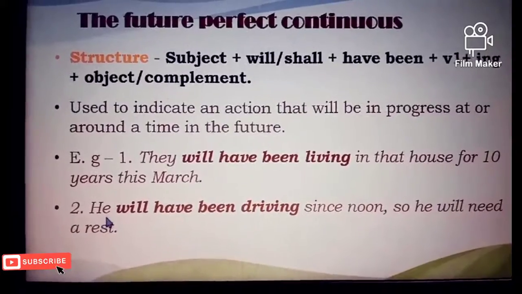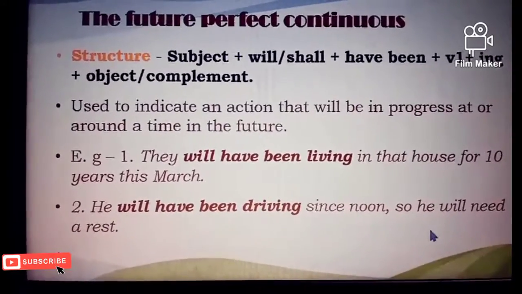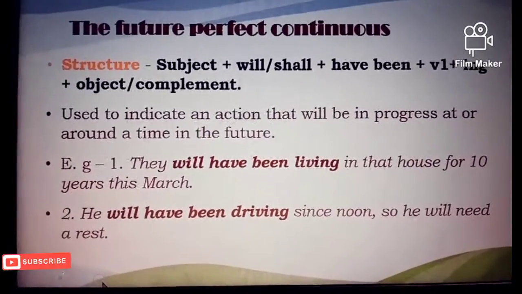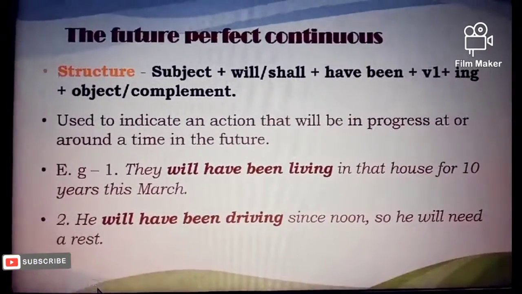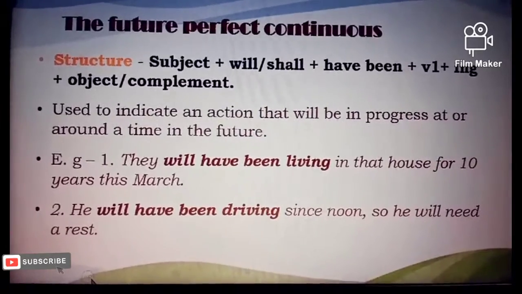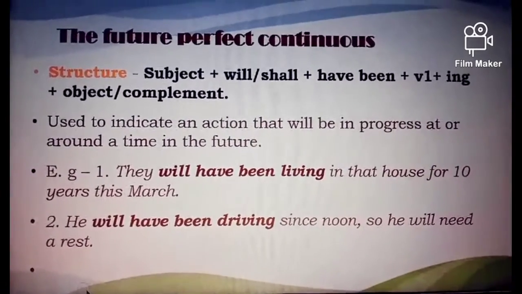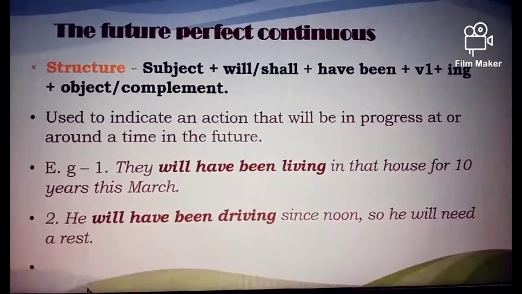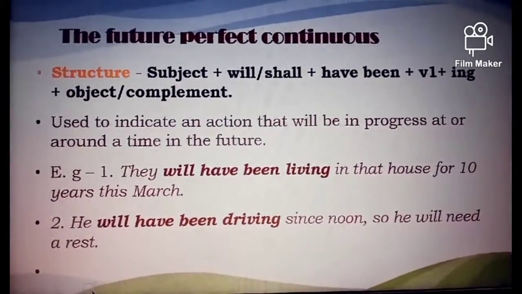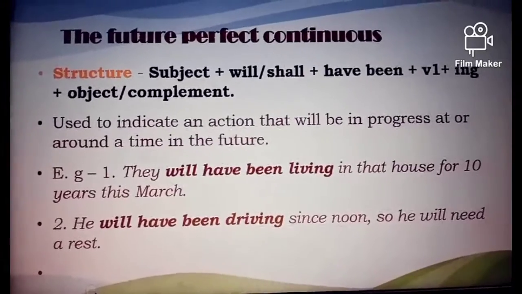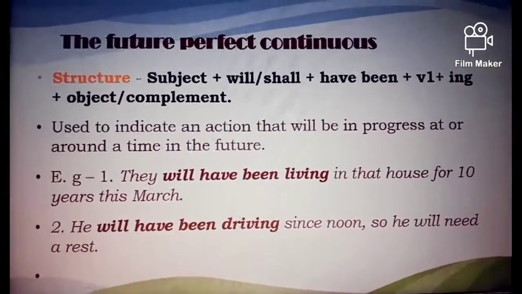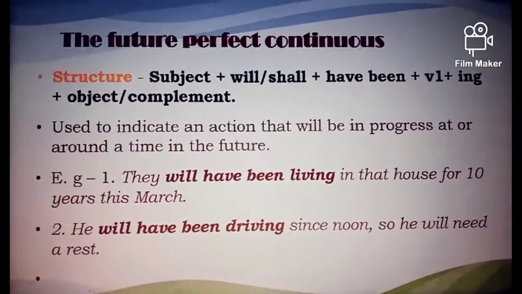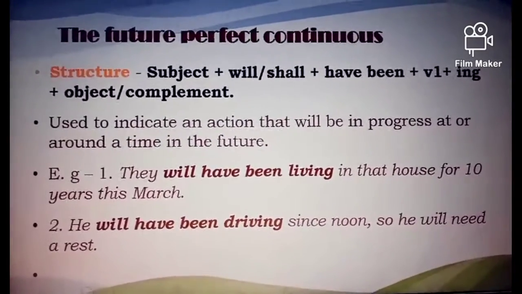Next example, he will have been driving since noon, so he will need a rest. This also shows that the action will be in progress by the time of noon. And here, the future perfect continuous tense is used. This is how the four future tenses are widely used. So we have studied thoroughly their structure and usages with examples.